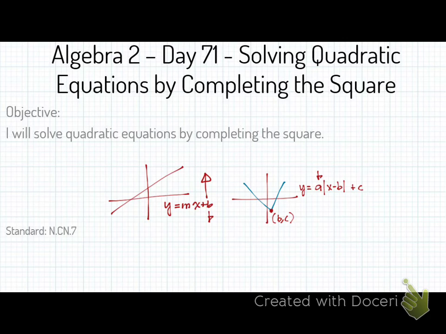So the farther away it gets from 0, the more narrow it gets. The closer it gets, the wider it is, and then it opens up if it's positive. What does B do, everyone? Good. Left or right? Good job. Thomas, left or right? What about C? What does C do? Up and down. Up and down. Good. Okay.